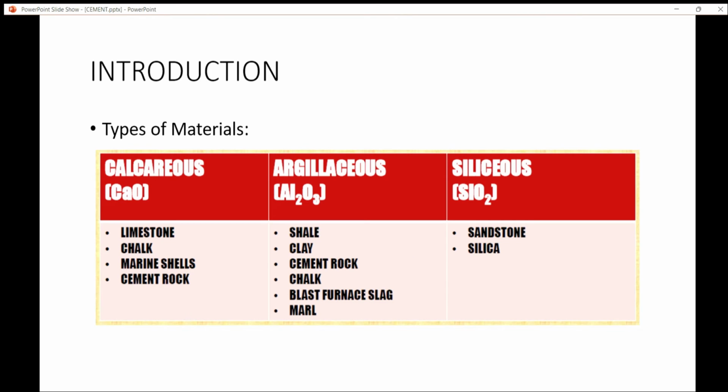Types of materials. In cement, there are mainly calcareous, argillaceous and siliceous materials. In calcareous material, limestone, chalk and cement rock are mainly used. In argillaceous material: shale, clay, cement rock, chalk and mud. And in siliceous material, there's silica and sandstone.